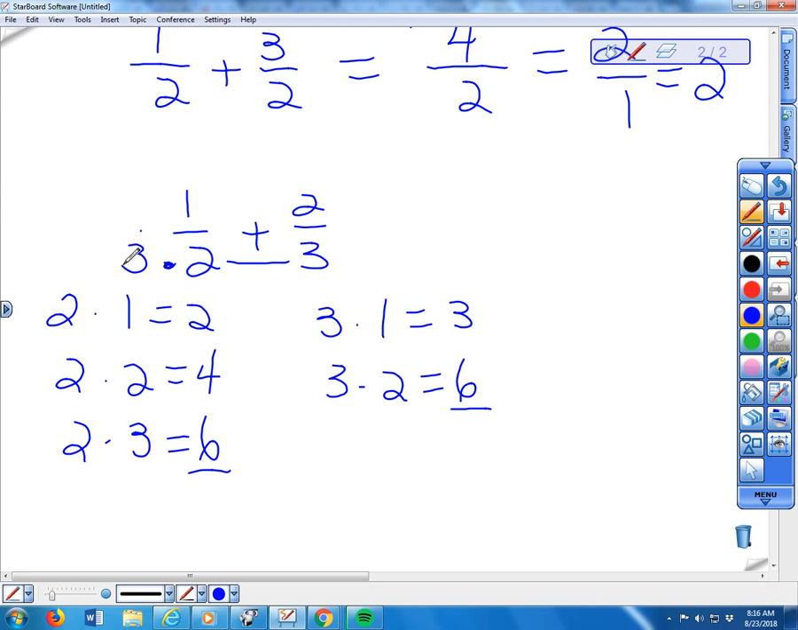Because how do I represent 1, with a denominator of 3? What needs to go in the numerator? How do I get 1 out of this?